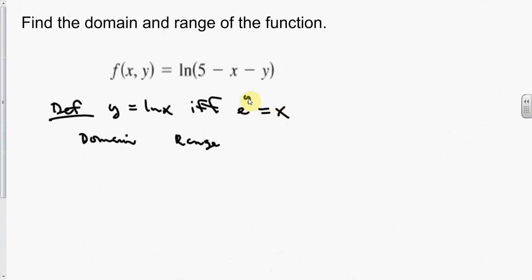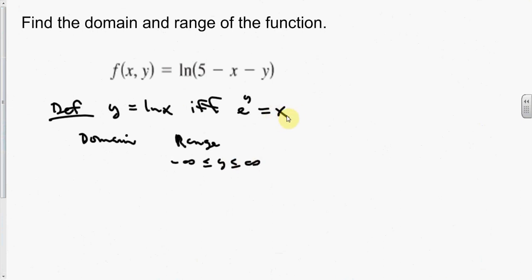Notice here that the y values up here, e to the y, these y values can be anything, right? These y values there can be any real number. There's no restriction on y. So here, negative infinity is less than or equal to y less than or equal to infinity.